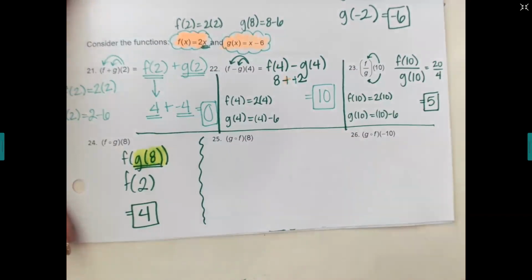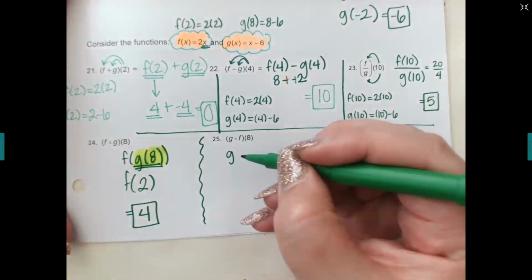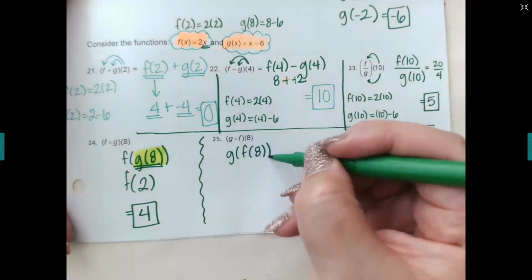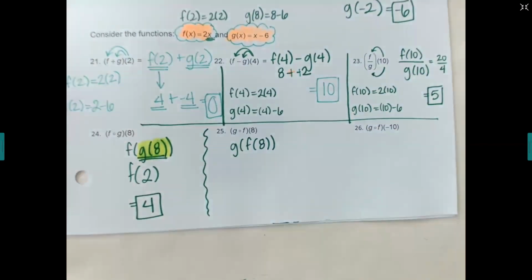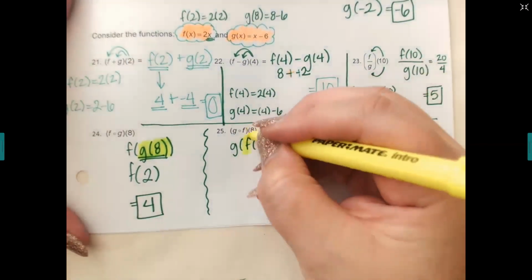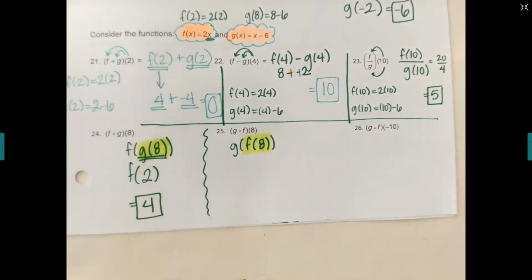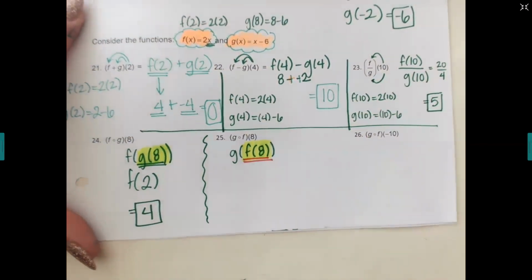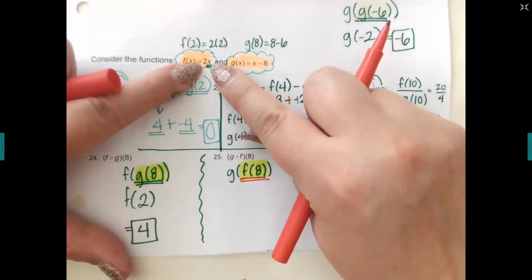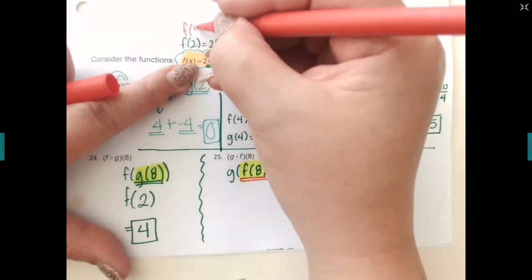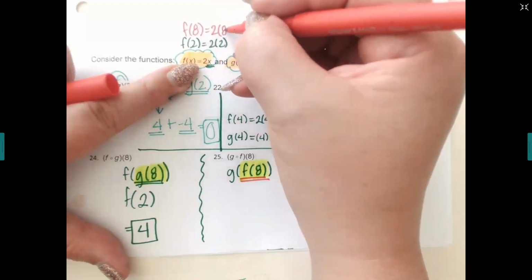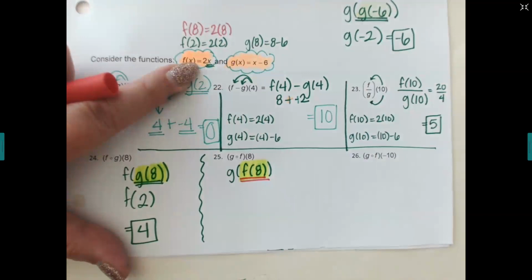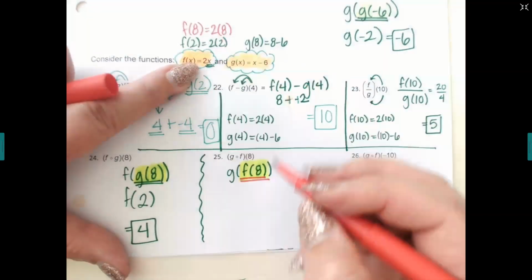Okay, look at number 25. I want g composition f of 8. Well, then that's g of f of 8. But remember that I'm going to start with the inside function and work my way outside. So that means that if the f is closer, I'm starting there. f of 8 means that I'm going to take the number 8 and plug it into the f formula. Okay, so right here, my formula was 2x. Then f of 8 would be 2 times 8. And then 2 times 8, that would be 16.